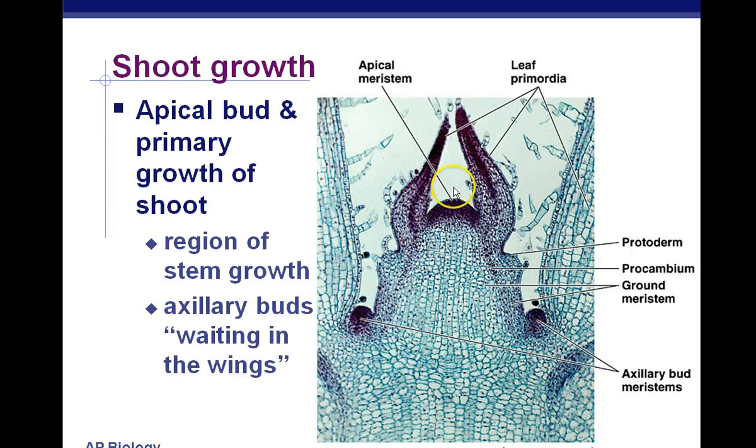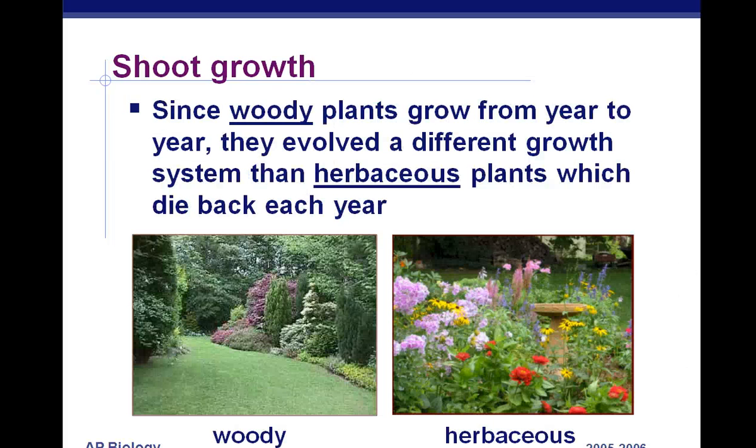Here we have some more shoot growth. We have the apical meristems here at the tip. We also have the axillary buds here with embryonic tissue that will grow as well. Axillary means sideways or on the side.